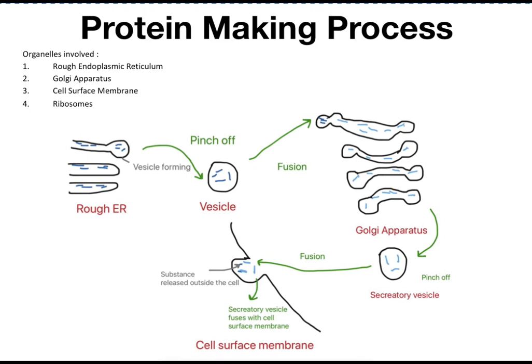At the other end of the Golgi apparatus, secretory vesicles containing these modified substances pinch off from the Golgi apparatus. They then move to the cell surface membrane. At the cell surface membrane, this secretory vesicle fuses with the cell surface membrane. When it fuses, the contents are released outside of the cell.